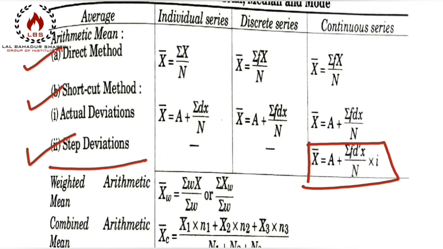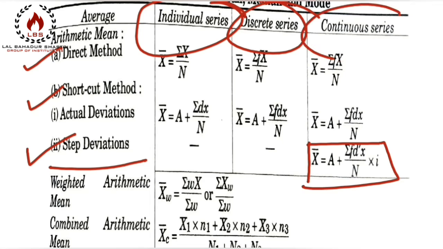So arithmetic mean, in finding arithmetic mean we can use three types. We have three methods of finding arithmetic mean. First one is the direct method, second one is the shortcut method, and the third one is the step deviation method. You call the shortcut method, or you can also call it the assumed mean method. And the last one is step deviation method. This step deviation method we apply only in case of continuous series.